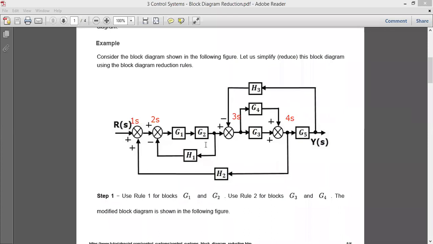Let us go for finding the takeoff points. I have one point here. I will write 1T. T belongs to takeoff point. I have another takeoff point here. It is called 2T. And I have a last takeoff point here. It is called 3T. So I have represented all the summing points, all the takeoff points. Let us go for the feedback now. How many feedbacks I have? I will write here as 1F. This is the first feedback.